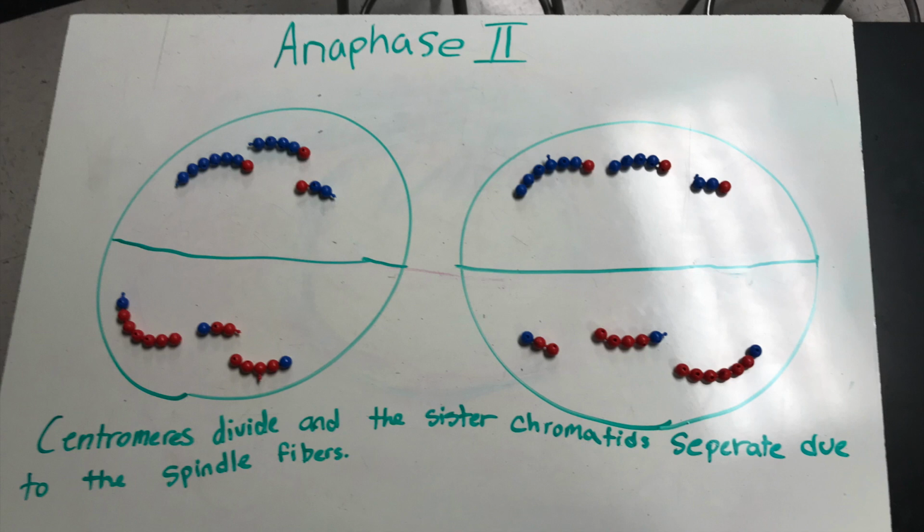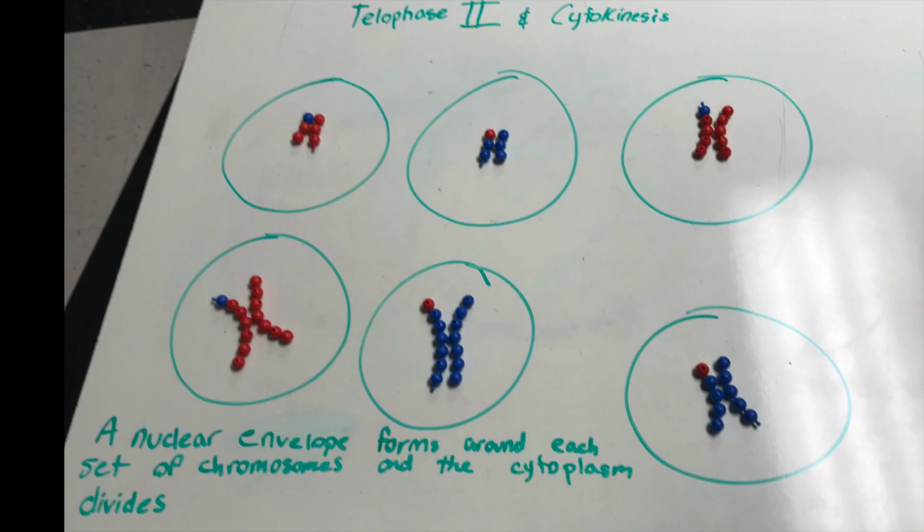Anaphase 2 is where centromeres divide and the sister chromatids separate due to the spindle fibers. Then you have chromatids moving to the opposite poles of the cell, the opposite sides. But then you have telophase 2 and cytokinesis. Now, telophase 2 is when the nuclear envelope forms around each set of chromosomes. Then the cytoplasm divides and the sister chromatids separate due to the spindle fibers.